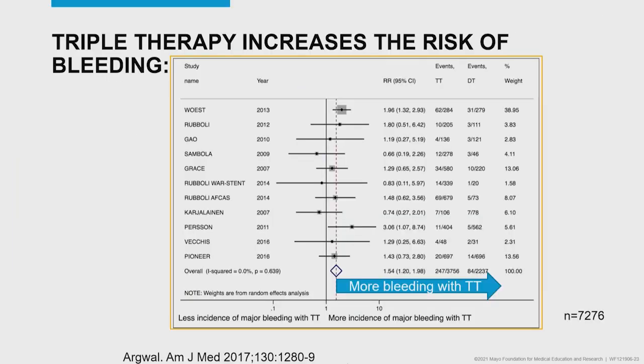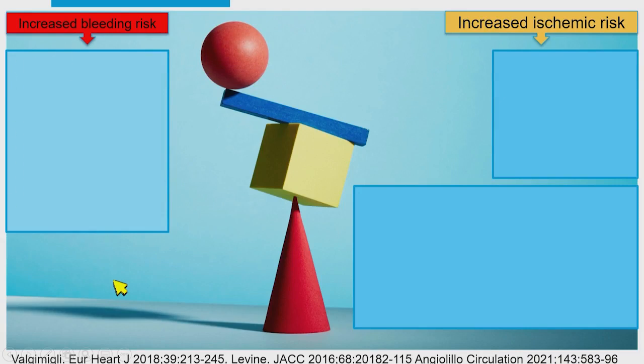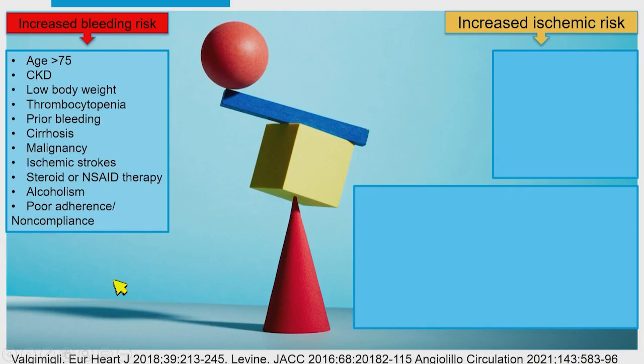And we have multiple clinical trials and meta-analyses that show that if you have a patient on triple therapy, your risk of bleeding is significantly higher than if you have a patient on dual therapy. So we have to keep a balance between the risk of bleeding and the risk of an event. Factors in the patient that increase the risk of bleeding include comorbidities, age, and, as you know, other concomitant medications such as steroids or NSAIDs.